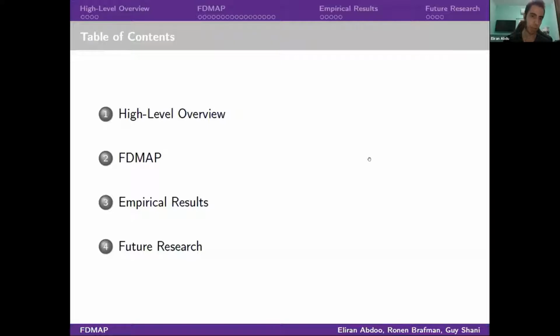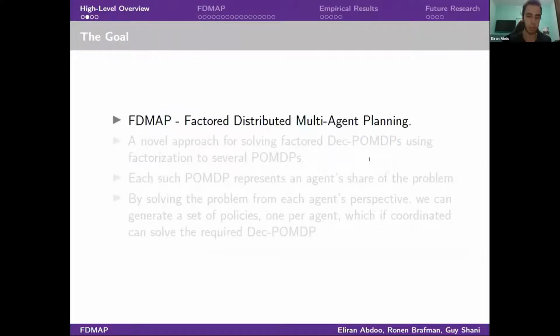So the table of contents here will be, first we'll start with a high-level overview of the algorithm and our setting. Next, we'll go a little bit deeper into the algorithm itself, which is called DMAP, Factored Distributed Multi-Agent Planning. And then we'll go over some empirical results and talk about future research. Okay, so we'll start with the overview.